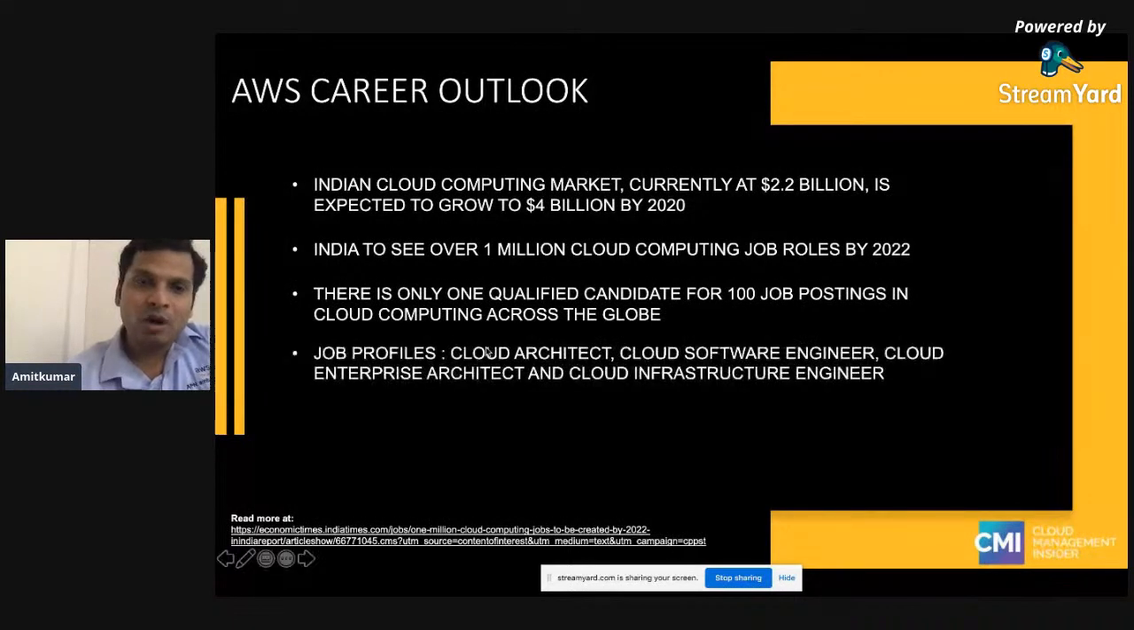There will be job openings for cloud architects, cloud software engineers, cloud enterprise architects, and cloud infrastructure engineers. An infrastructure engineer could be a database administrator, an operating system administrator, or a network and security administrator, but they are going to do that infrastructure administration on the cloud. You can be an architect of an application, an AIML application architect or an IoT application architect, but you'll be implementing all of this on the cloud.